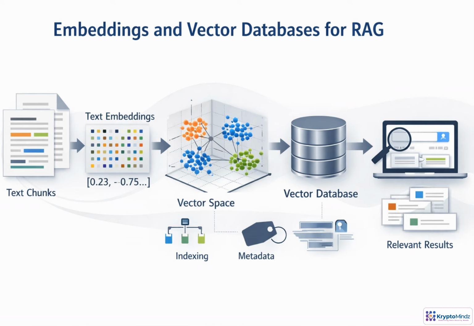To make RAG useful, we need search that understands meaning, not just keywords. In this module, documents become chunks. Chunks become embeddings, and a vector database retrieves the context most relevant to the model's answer.